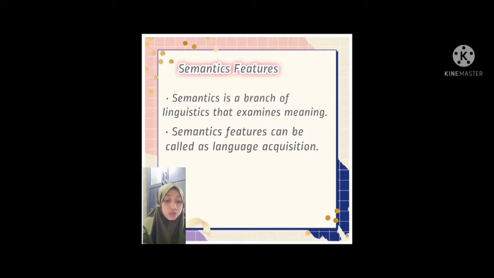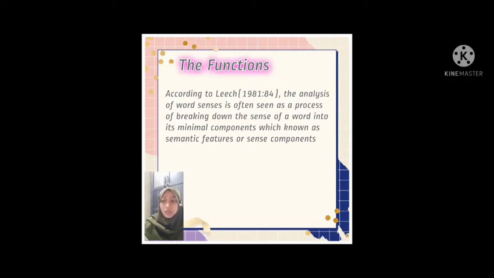To be able to study semantic acquisition, we need to first understand what is meant by the meaning of the word. According to Leech, the analysis of word sense is often seen as a process of breaking down the sense of a word into its minimal components, which are known as semantic features or sense components. A semantic feature is a notational method which can be used to express the existence or non-existence of pre-established semantic properties by using plus and minus signs. Semantic properties are those aspects of a language unit, such as a morpheme, word, or sentence, that contribute to the meaning of that unit.